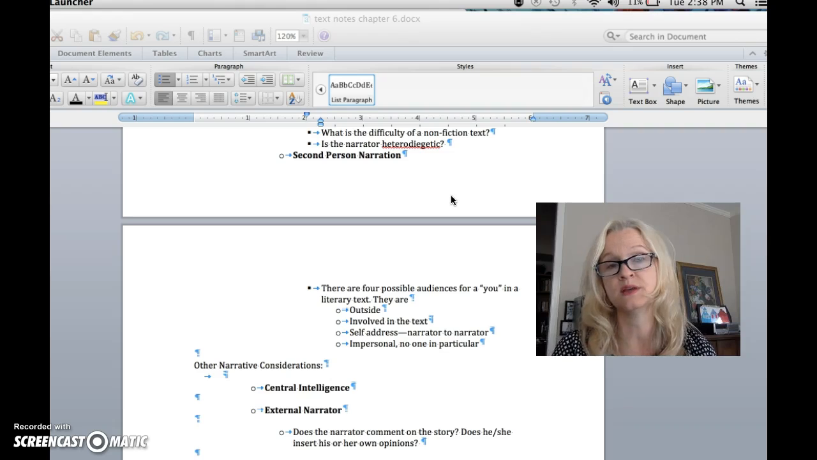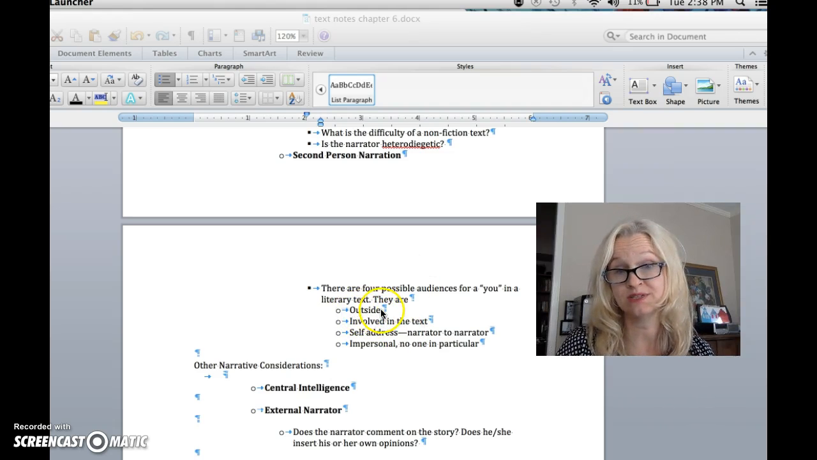The difficulty with a second person text, and the really great challenge, is you have to identify who the you is in the text. And we have a couple of choices. Are they outside the text? Are they involved in the text? Is it somebody that the narrator loves, somebody that they hate, somebody that they saw one time? You've got to try to figure out who that you is. It could be a self-address, like if I'm angry at myself. So a self-address could also be another way of invoking the you, or an impersonal no one in particular. So you have to determine who the you is in the text.